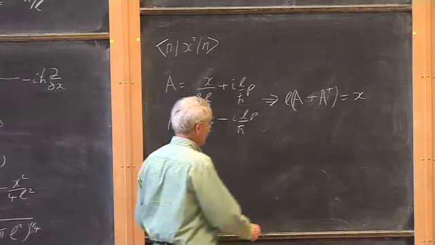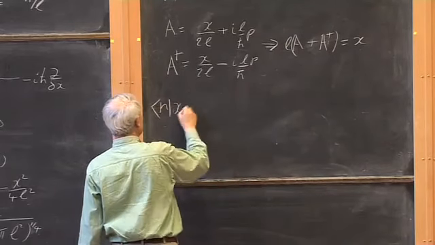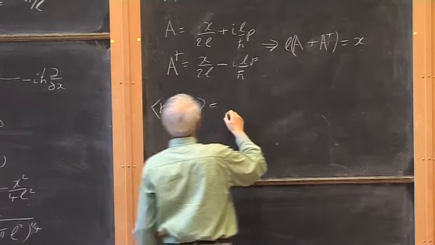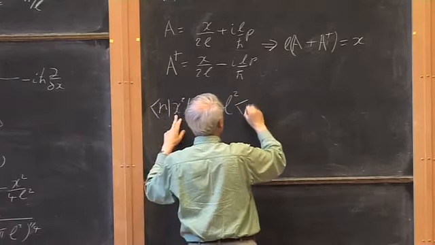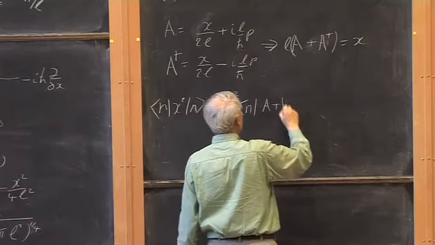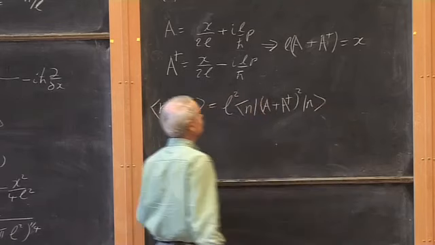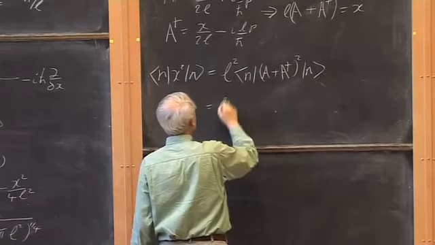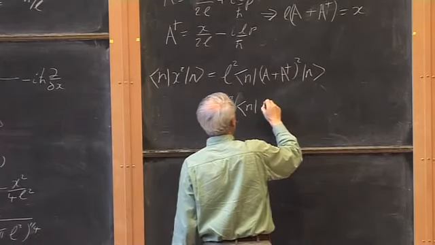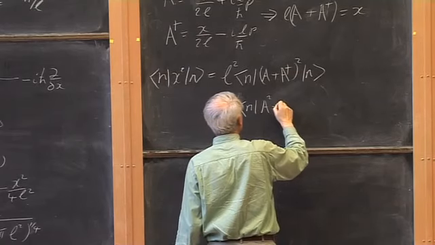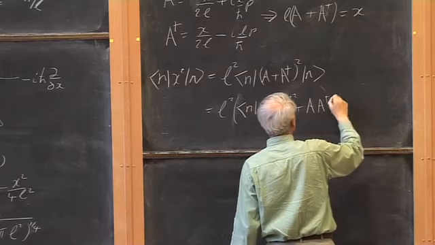So when I want to work out this expectation value, I can replace each of those x's with this thing here. L squared comes out because it's only a number, and I have the expectation value in state n of A plus A dagger squared. Let's multiply this out. It's L squared into the expectation value of A squared plus A dagger squared plus A A dagger plus A dagger A.